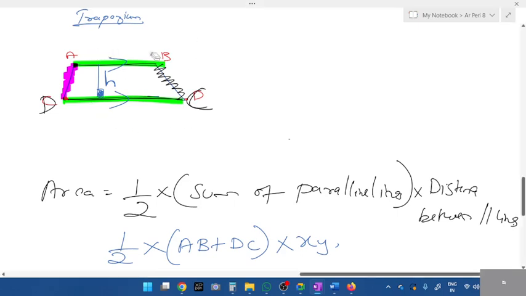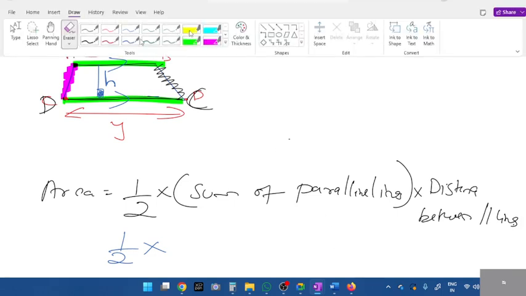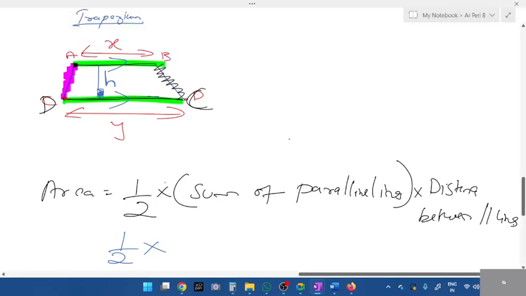H stands for height. So I'll do one thing. This AB, I'll give it as X. The value of AB, I'll give X. Value of DC, I'll give it as Y. Now, which two do I have to add? Tell me which two I have to add. Sum of parallel lines. What are the parallel lines here? X and Y, right? So I have to add X plus Y into height.